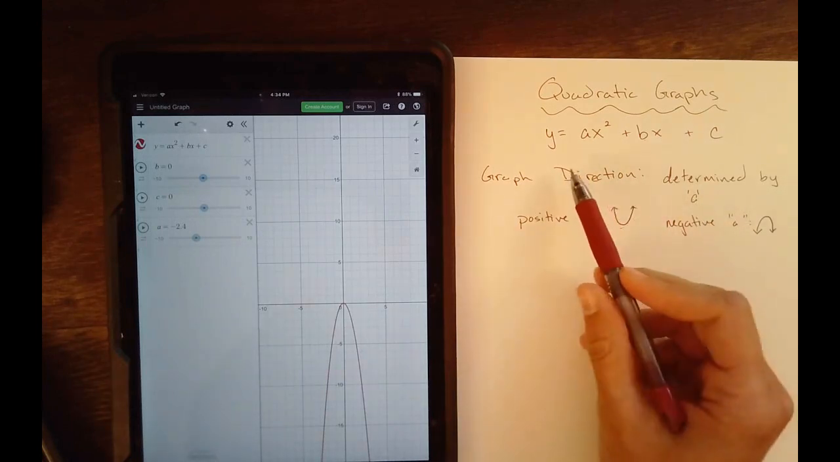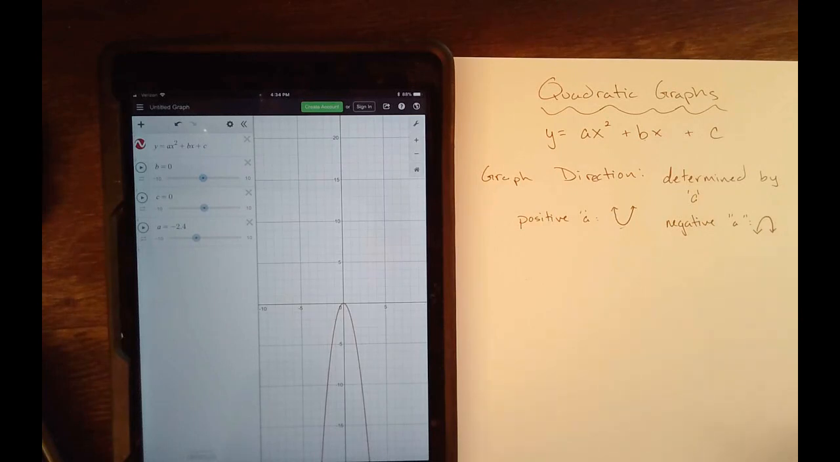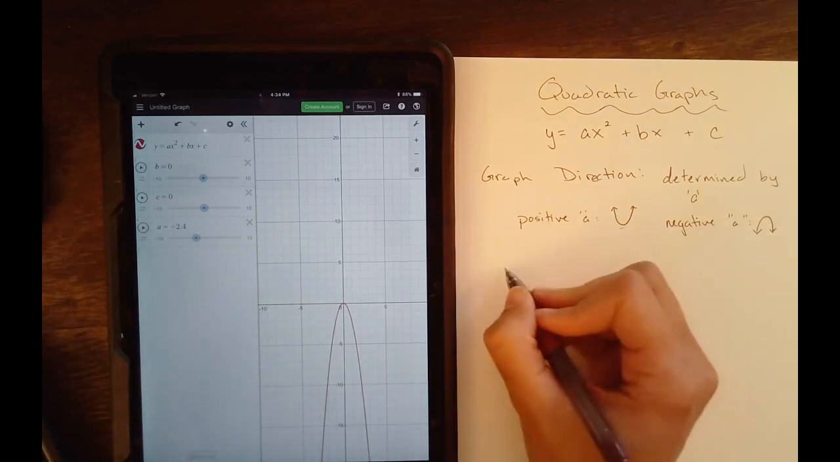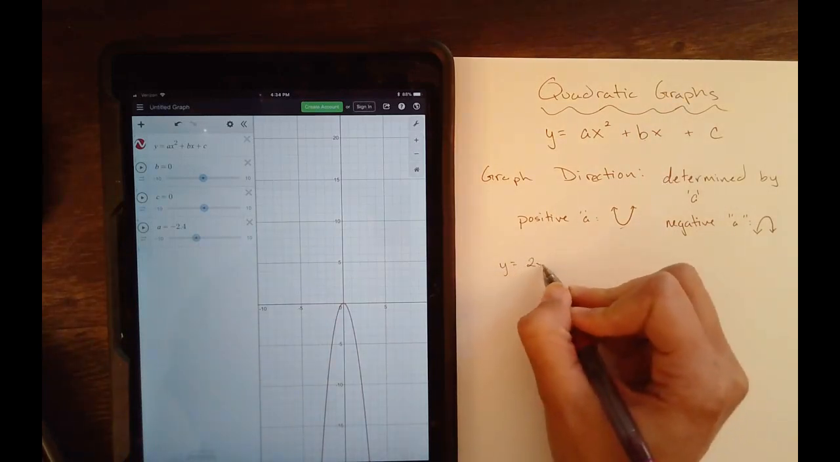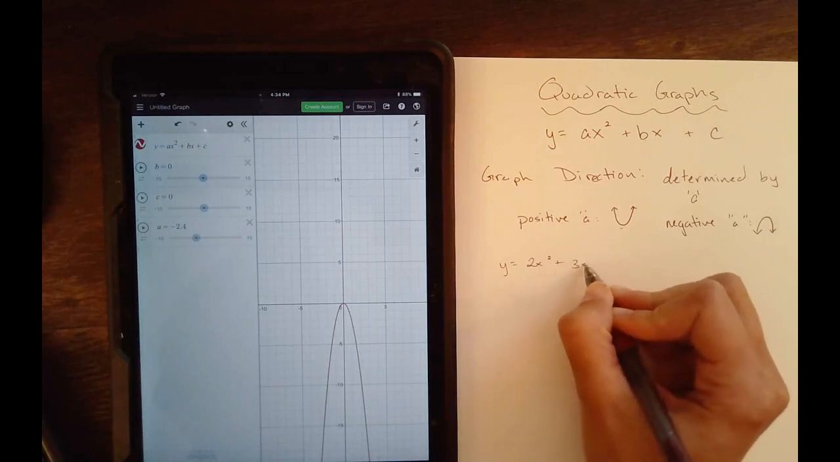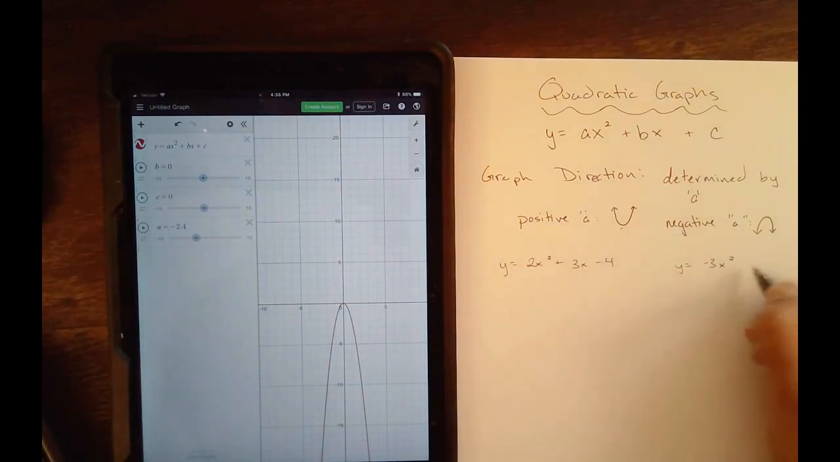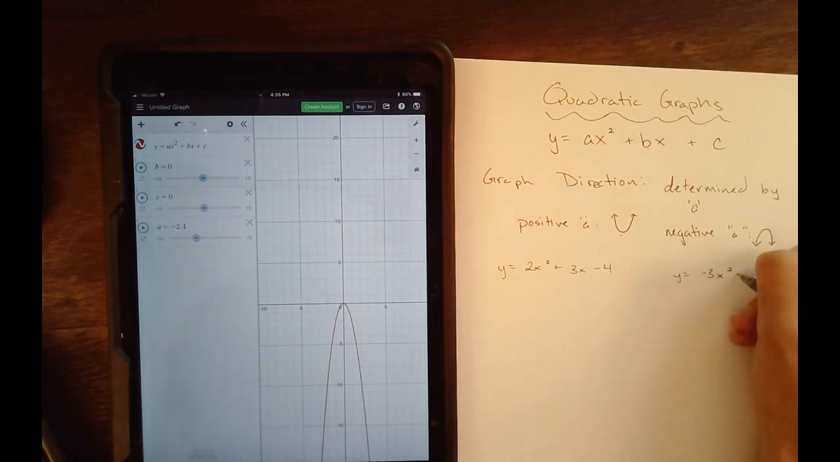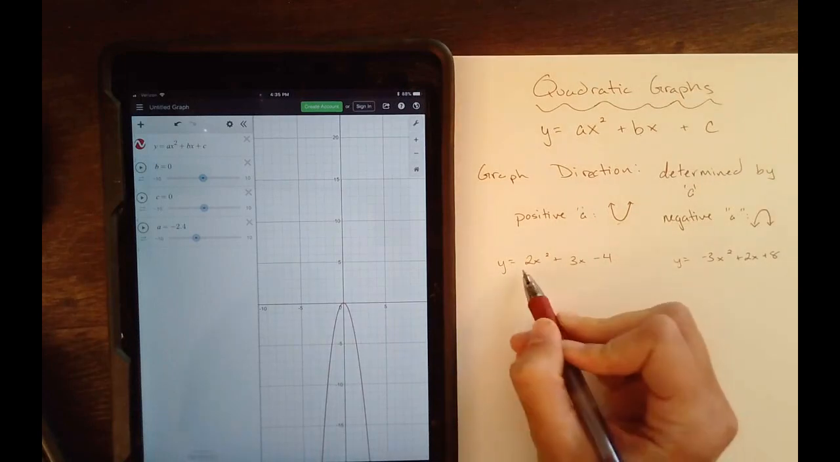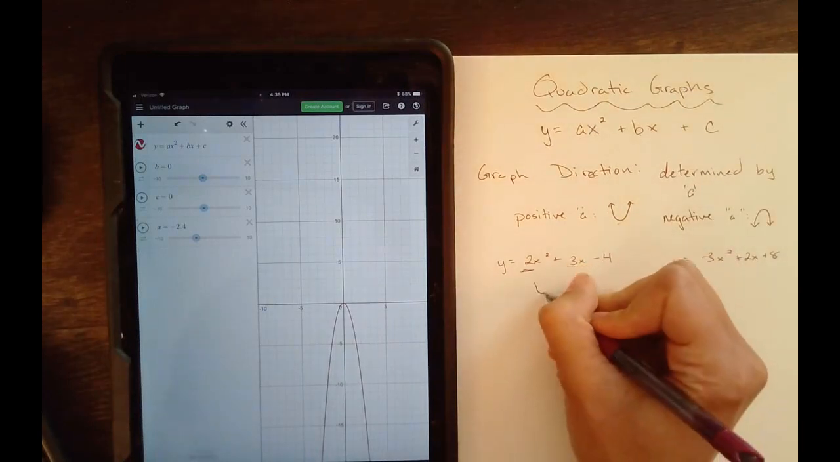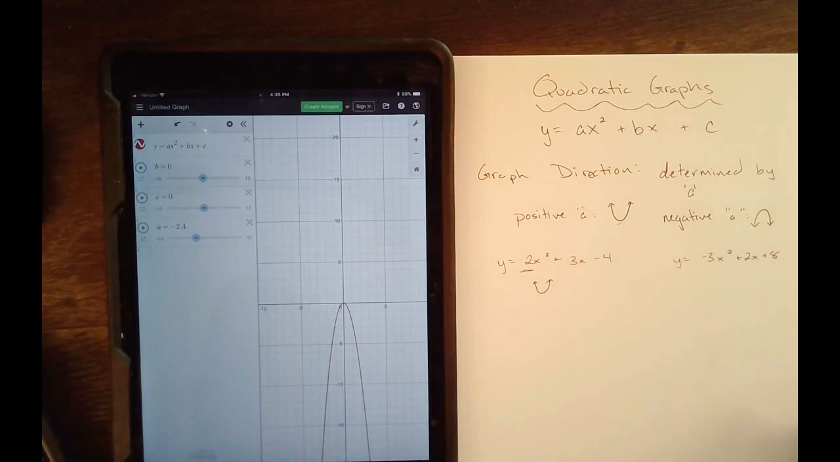Whenever we look at an equation of a quadratic, we should be able to tell which direction it's going in. So for example, if we have these two, this one has a positive A, so we know our graph is going to look something like this. This one has a negative A, which means it's going to look something like that.